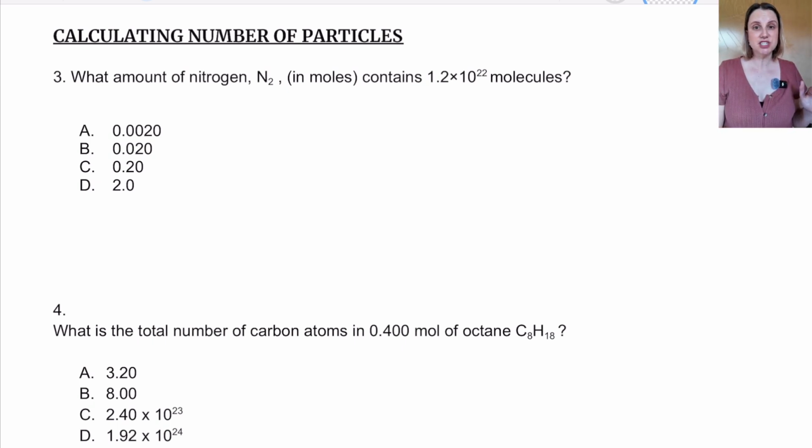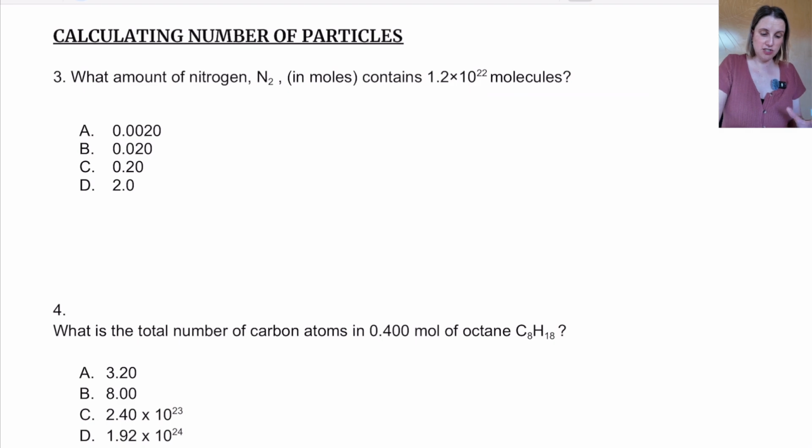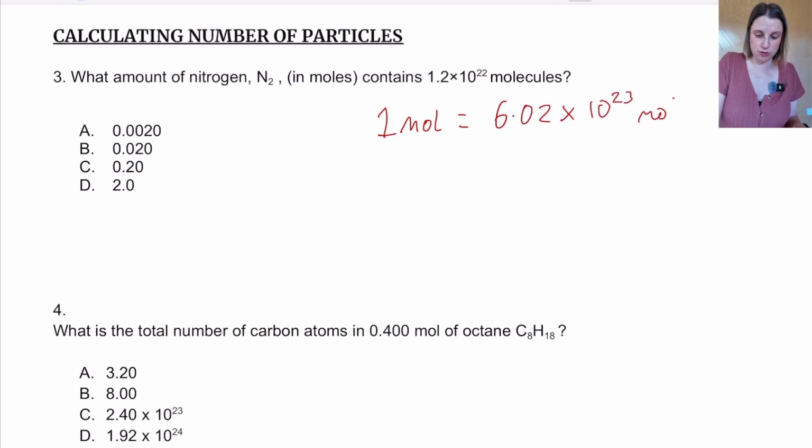Okay, so these questions about Avogadro's constant are sometimes really, really difficult for people to do, especially without a calculator, because the numbers are quite intimidating. If we look at the data booklet, you can see Avogadro's number is listed here, the yellow one. So 6.02 times 10 to the 23 particles in 1 mole. Whenever you're doing a question like this, we should really just write that down first. If I had 1 mole of particles, that means I've got 6.02 times 10 to the 23 molecules.